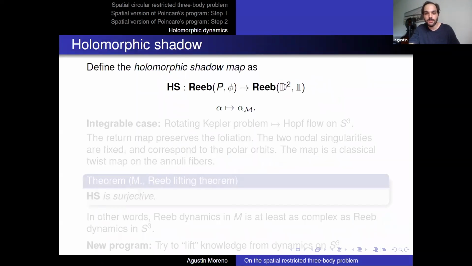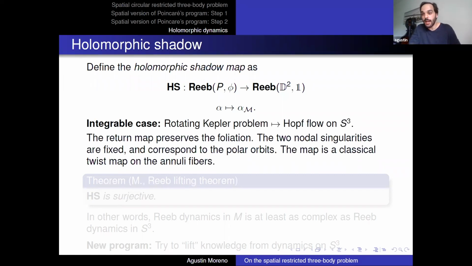Globally, what you can define is this holomorphic shadow map. I start with the alpha adapted upstairs, and I project it down to a contact form on the moduli space. For example, you could ask what happens in the integrable case. The rotating Kepler problem actually projects down to the Hopf flow. Or, for example, the geodesic flow of the round metric on S3 projects down to the Hopf flow. This is the integrable situation.